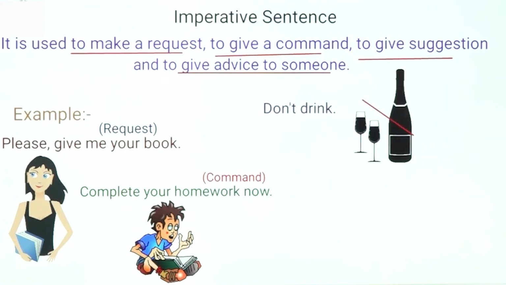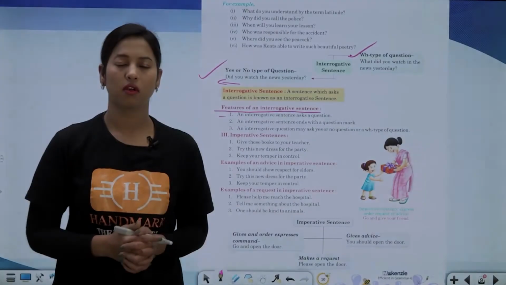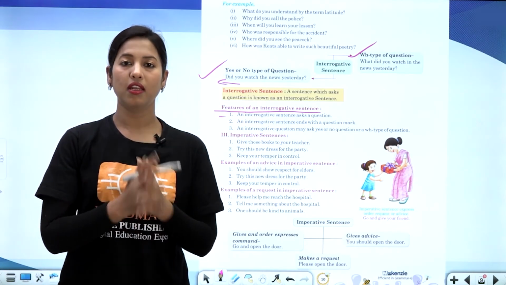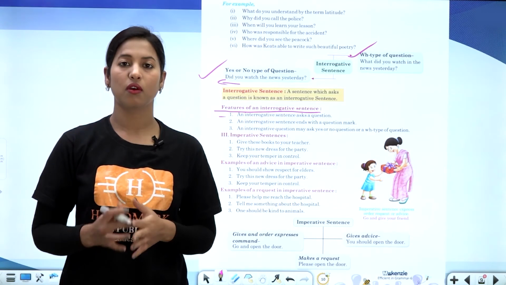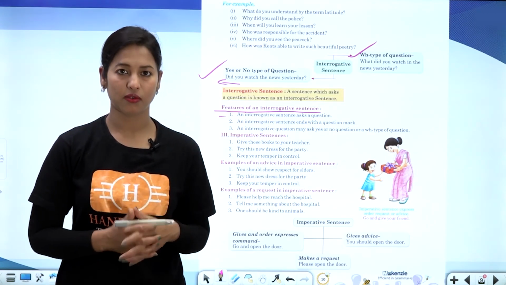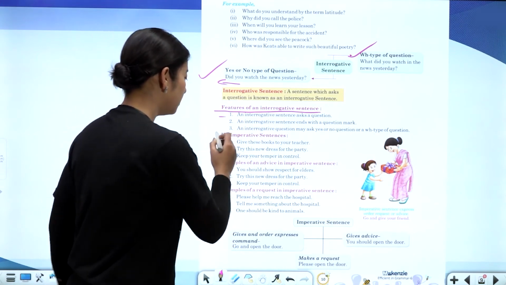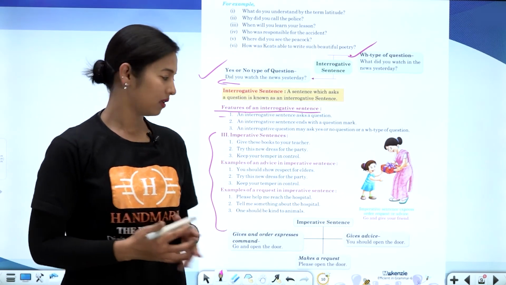Third one is: don't drink. So we know that it is a suggestion. And the last one is: work hard. So basically this is advice. So students, any sentence that expresses advice or command or makes a request is known as an imperative sentence. We have here the examples of imperative sentences in all three categories.